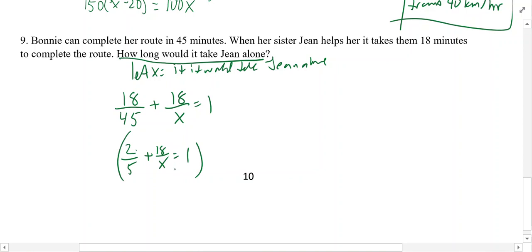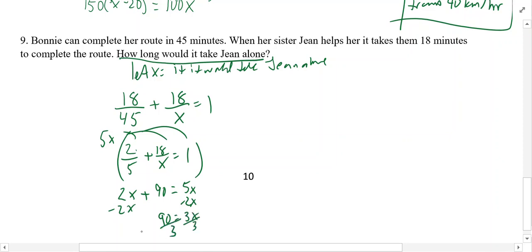So then again, we want to go ahead and find the common denominator. So the common denominator here is 5x. So when you distribute that 5x to all the terms, you're going to be left with 2x plus here, 18 times 5 is going to give us 90, equals 5x. So then we're going to subtract 2x from both sides. We're going to get 90 equals 3x. We're going to divide each side by 3. So x equals 30.